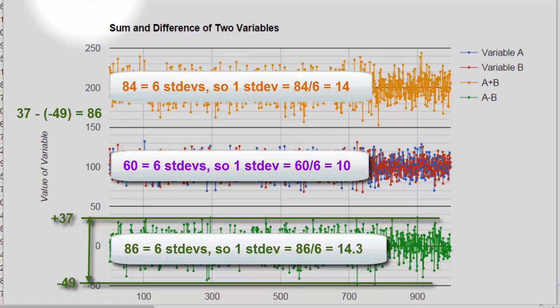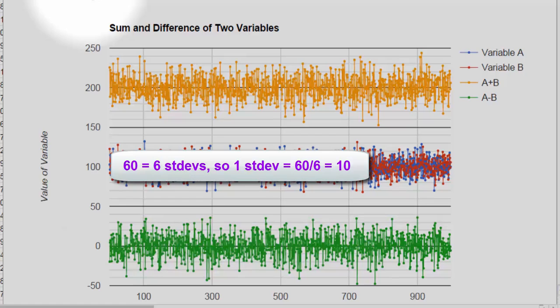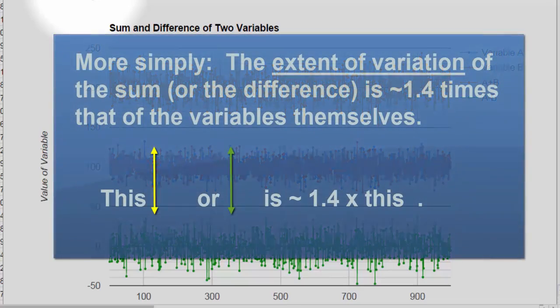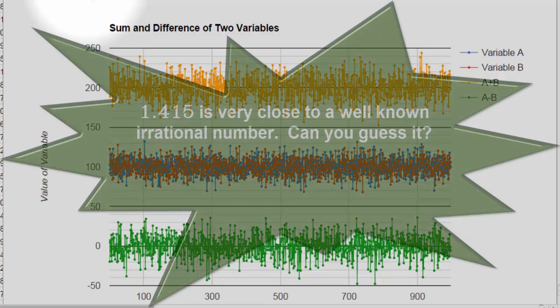If we suppose they are the same, we could average the two and get 14.15. And then maybe we should compare this average to the original standard deviation of 10 and say that the standard deviation of the sum or the difference seems to be about 1.415 times the standard deviation of the original variables themselves. Does the number 1.415 ring a bell with any of you?